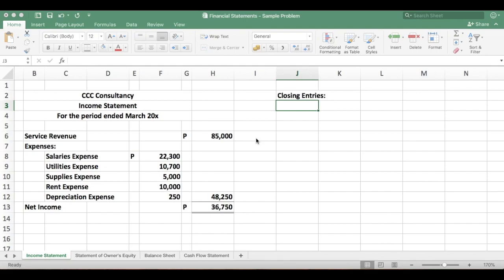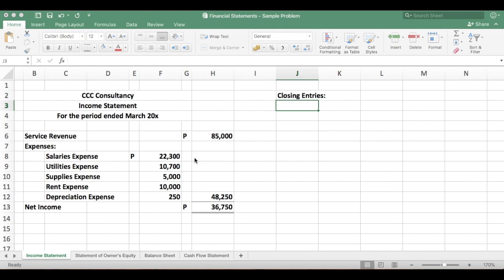Next step would be to make closing entries. Now, the idea for closing entries is just to remember that it is to close all temporary or nominal accounts. And temporary or nominal accounts, if you remember our previous lesson discussions, are just the income and the expenses. And these are all seen in your income statement.